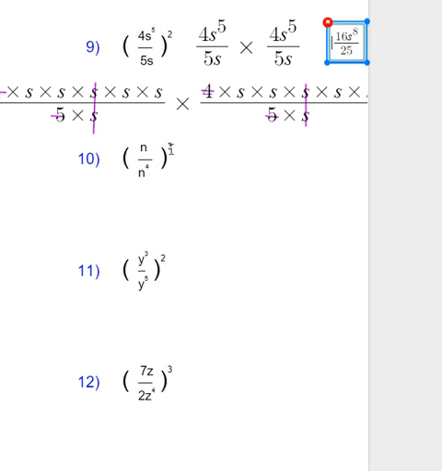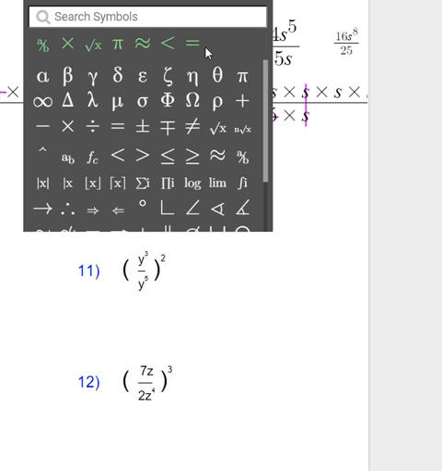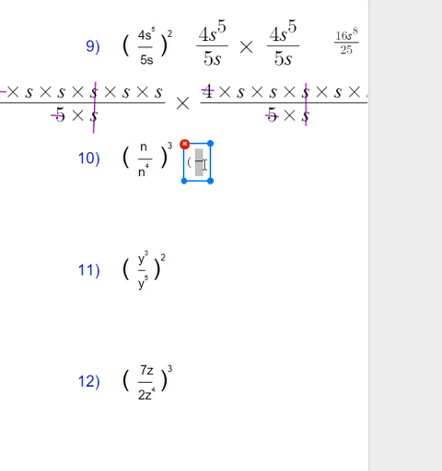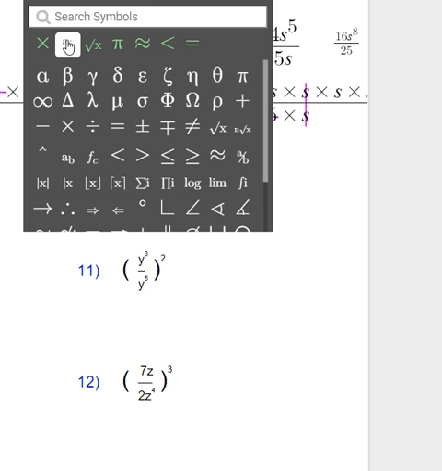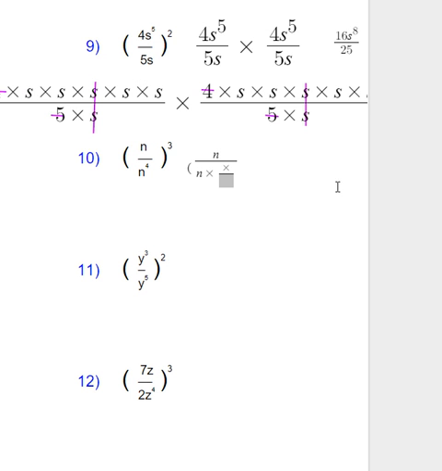So rather than do this cubed part first, I am going to do parentheses, then a fraction. Okay. I'm going to do the n over the n to the 4th and cancel that first. So I'm going to do n times, and I'm going to put 3 of them in there.